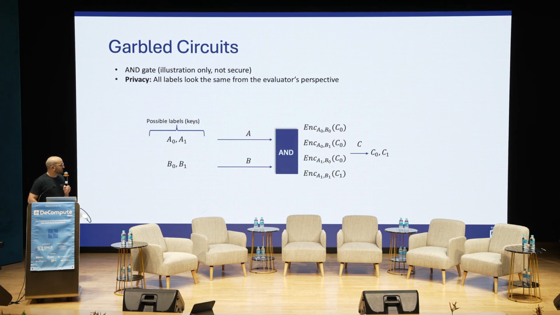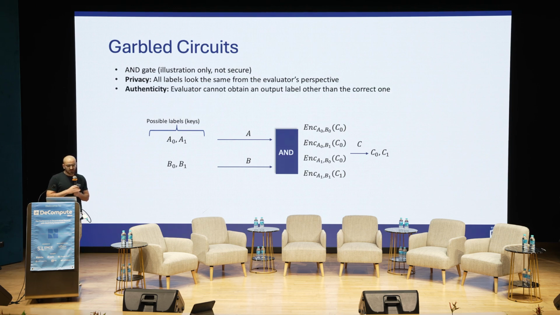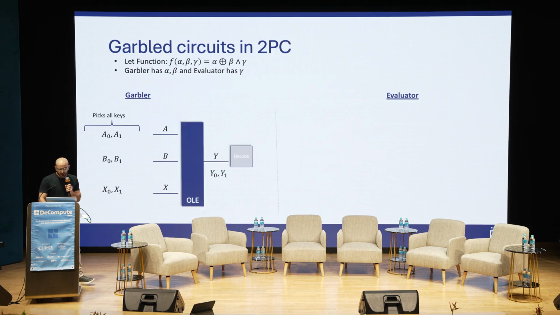And so we need the evaluator to not know which keys he actually has. He doesn't need to know whether the keys that he's got represent 0 or 1, unless he's the one who inputs them. And authenticity means that the evaluator will not be able to obtain a different output key. For example, it will not be able to obtain C0 if the actual result that it needs to obtain is C1. So this is the authenticity.